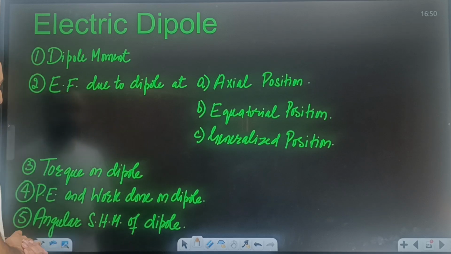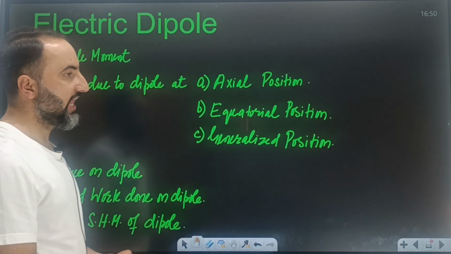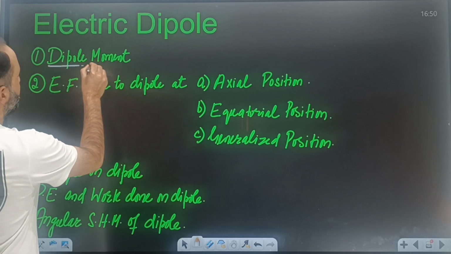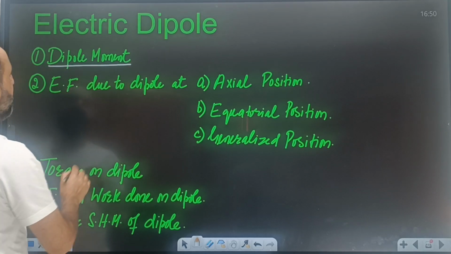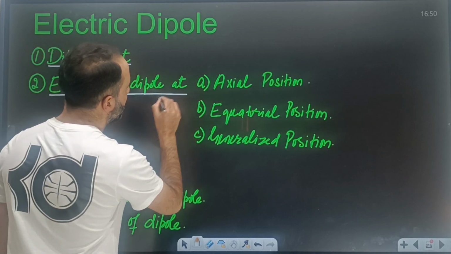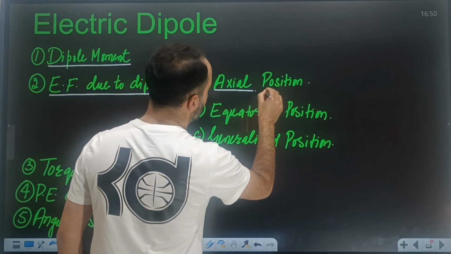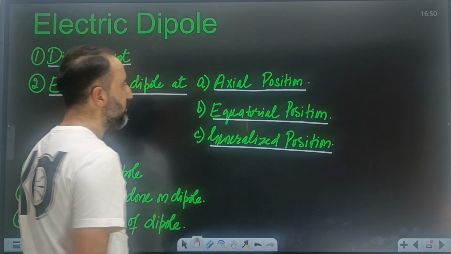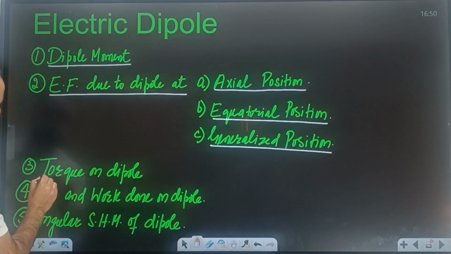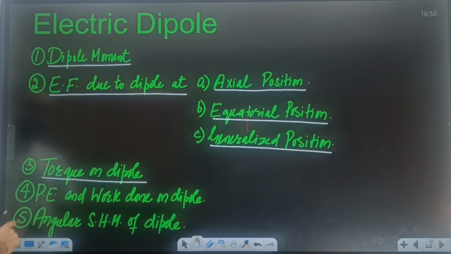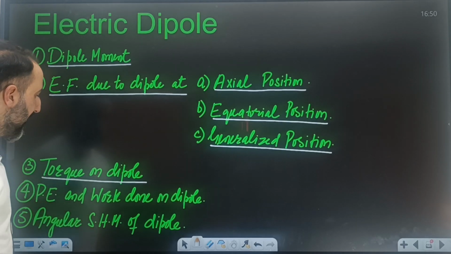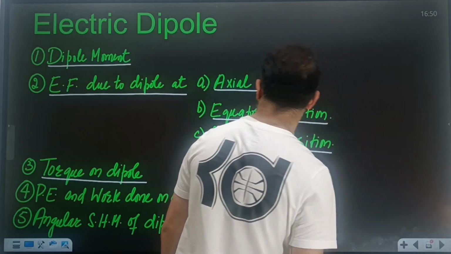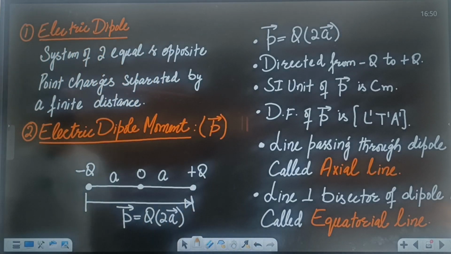Now next very important topic and that is electric dipole for you. ठीक है बेटा, तो इसमें जो टॉपिक नंबर फर्स्ट है वो है dipole moment क्या होता है, and then next is electric field due to dipole at axial position, number 1. Number 2 is equatorial position and number 3 is generalized position. We are going to discuss it in detail. Then torque on the dipole, another topic, and then potential energy or work done on the dipole and angular simple harmonic motion of dipole. Let's discuss it in detail and one by one all these topics will be discussed.